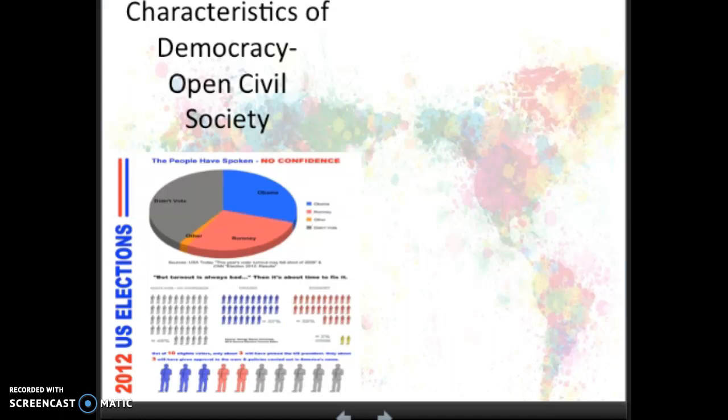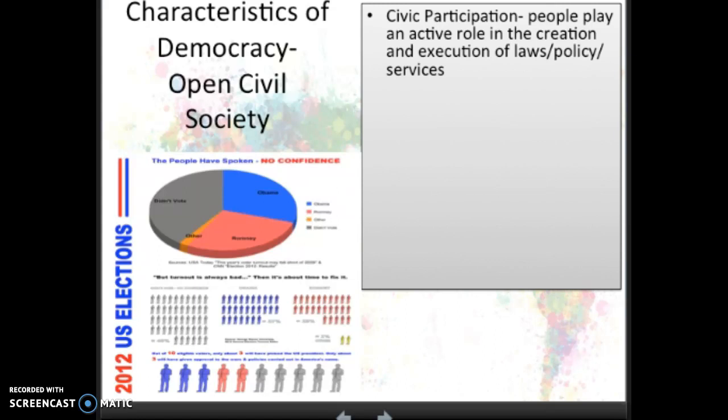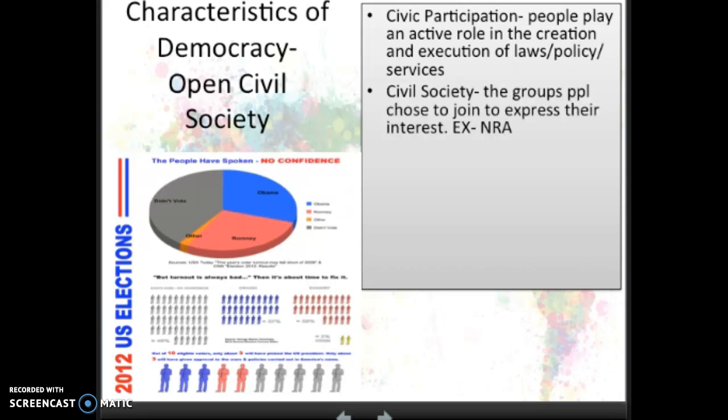Characteristics of democracy continued would be open civil society, which would include civic participation, where people play an active role in the creation and execution of laws. So in the political system, the people feel they have efficacy, and that their beliefs and their voice are able to sway government decisions. Civil society is the ability to join groups and express your interest, and then those groups in turn can place demands upon the political system.